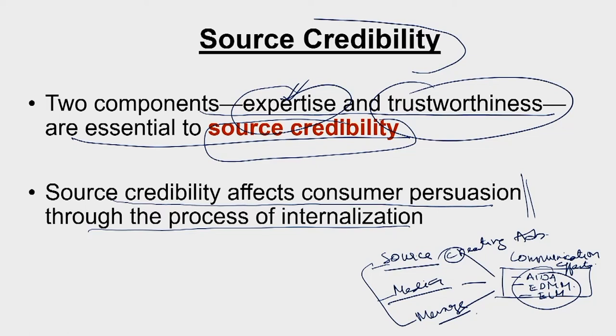You will take this message from a credible source and you will store it internally for reference, because each time you think about that master chef, this masala will come to your mind, and so you will buy it. And so through the process of internalization, binding this trustworthy and expert source with the particular product being advertised, thus source credibility plays a role in terms of an effective communication system.